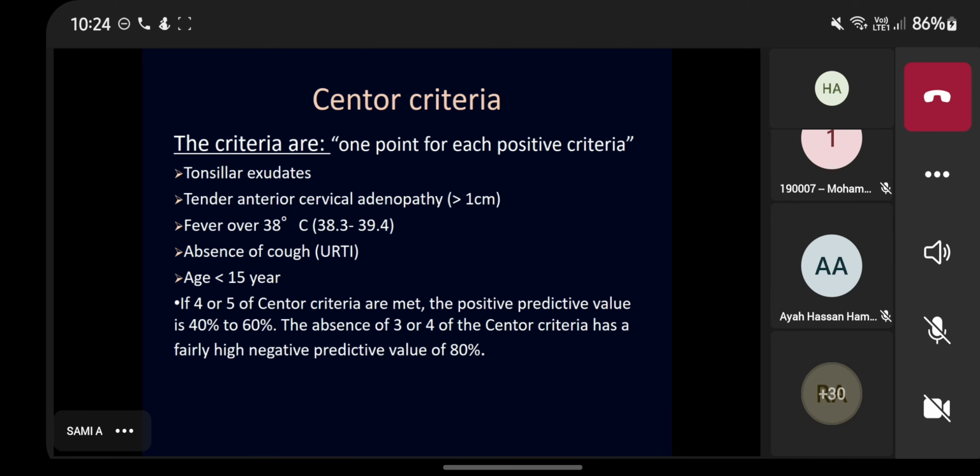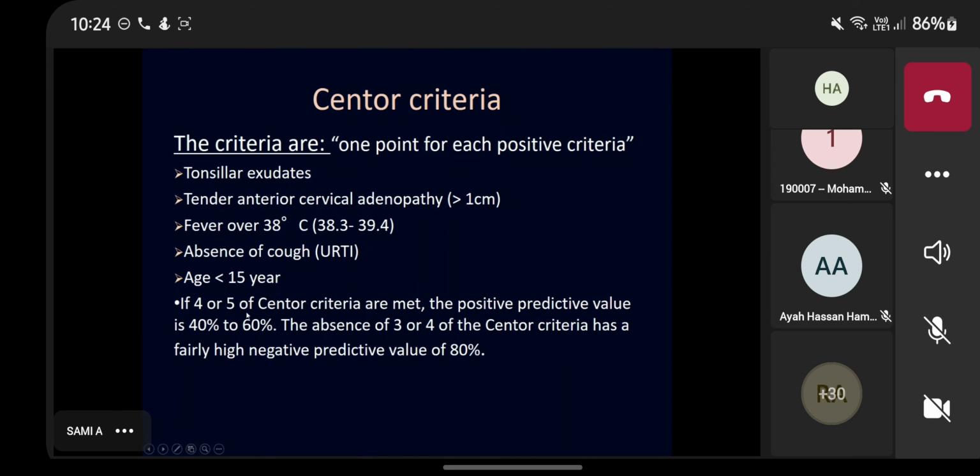Now, if you don't have the facility or you don't have access to rapid diagnosis or culture, the Centor criteria was created to help physicians increase their ability to diagnose group A strep tonsillitis. It was initially made for adults, then modified for children. The criteria include the presence of tonsillar exudate, tender anterior lymph nodes, fever, and absence of cold symptoms, and can be used for children less than 15 years.